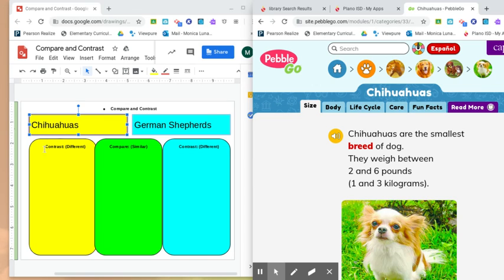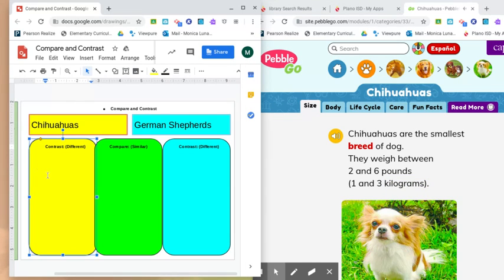Okay, for Chihuahuas, it's going to go here. When we learn about German Shepherds, we're going to put the facts here. And then, like I said before, we're going to compare them and we're going to put their similarities in this box. Okay, so let's start with Chihuahuas. Chihuahuas are the smallest breed of dog. They weigh between 2 and 6 pounds, 1 and 3 kilograms. Okay, so that's a fact, right?